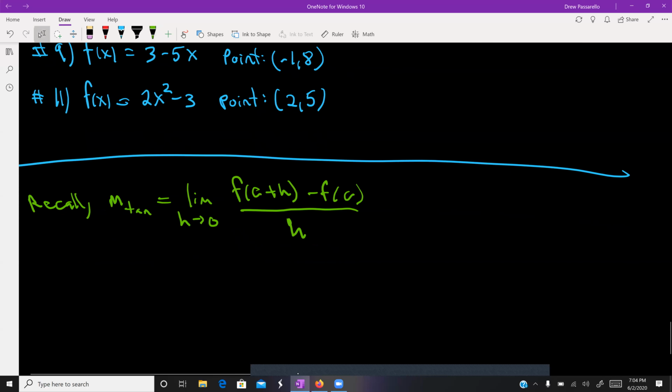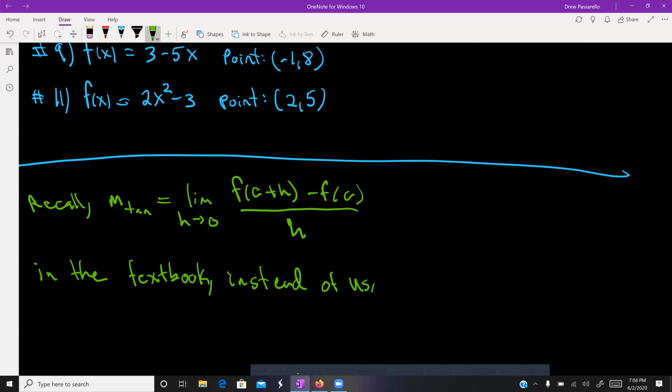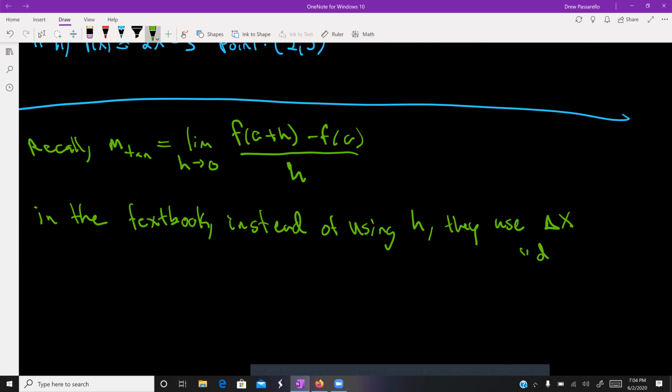Note that in the textbook, instead of using h, they use the following symbol, and the symbol is delta x. So delta x. Delta is usually the symbol that they use for change.